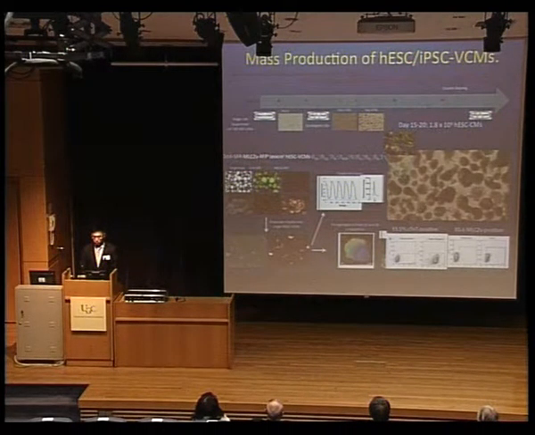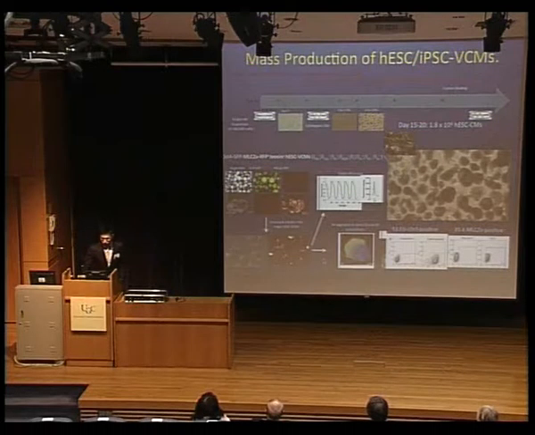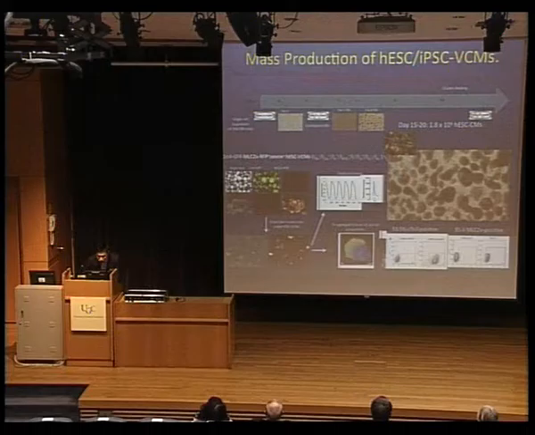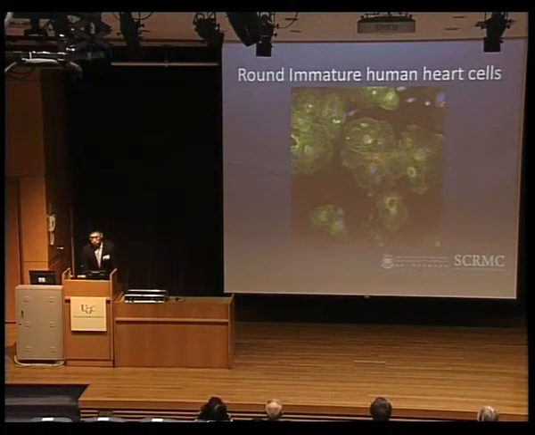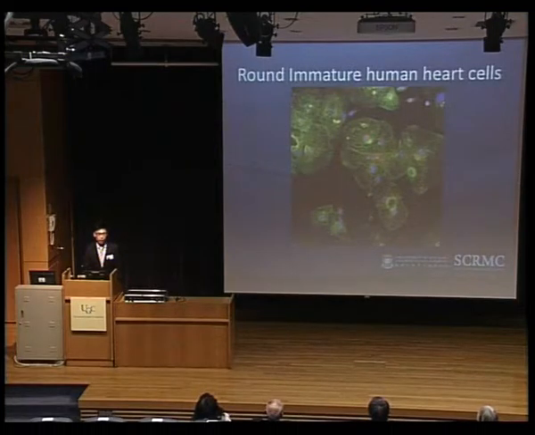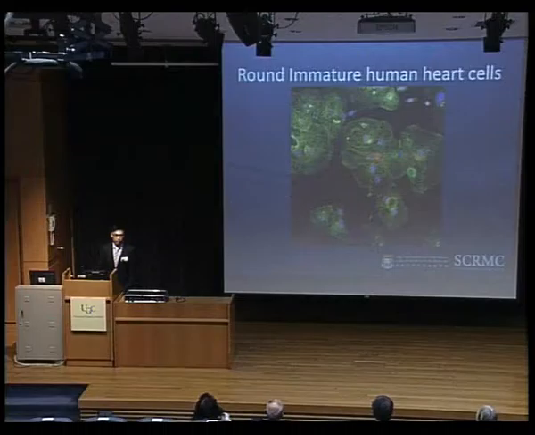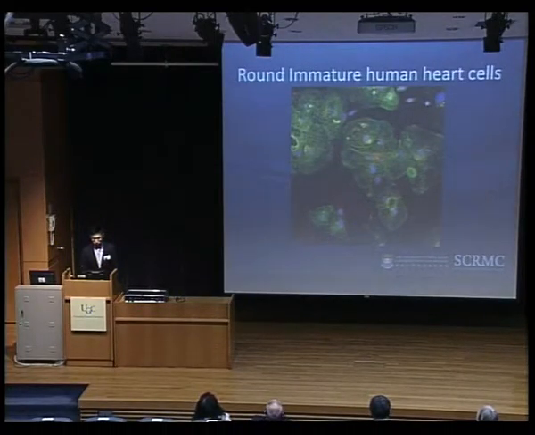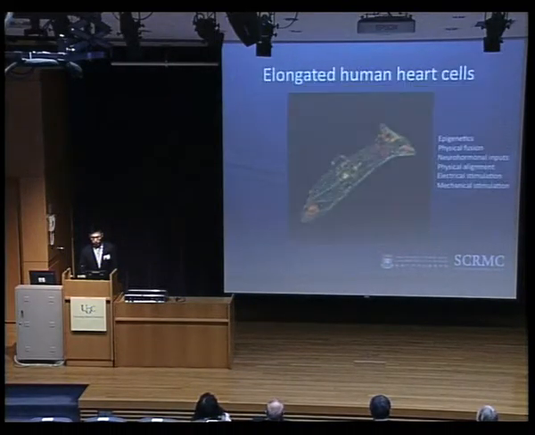And here we just enzymatically digest these balls of cells into single cells. And you can see that these single human heart cells are very immature and they are rounded. So it's not quite like the brick-like elongated adult cells that I showed you earlier. So we are definitely not happy with them.